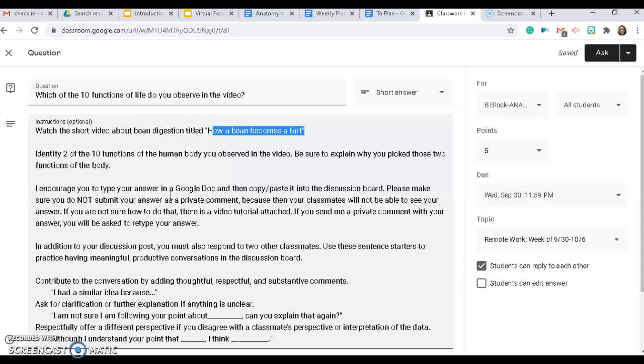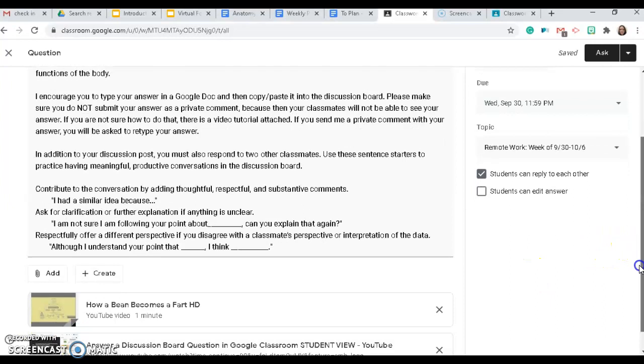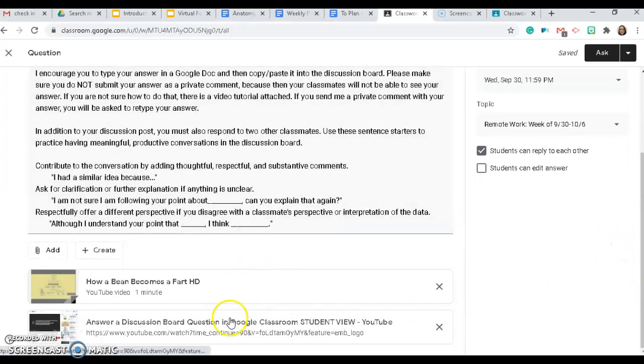I encourage you to type your answer in a Google Doc first and then copy-paste it into the discussion board. Please make sure you do not submit your answer as a private comment, because then your classmates will not be able to see your answer. I've attached another video clip with a tutorial for how to answer discussion board questions in Google Classroom in case you are unfamiliar with how to do that.